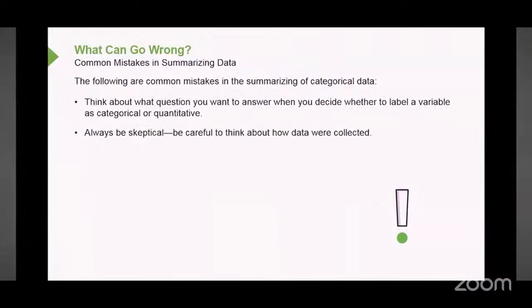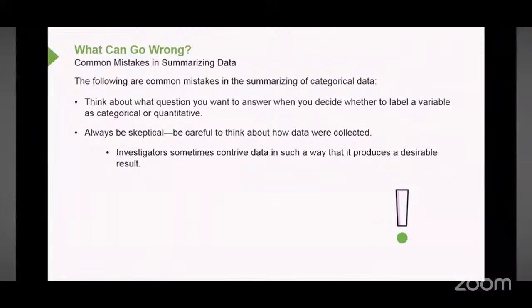We need to always be skeptical. We want to be careful to think about how the data were collected, and as we move on in the course, we'll learn more about what makes a good sample and what makes a bad sample. Investigators will sometimes contrive data in such a way that it produces a desirable result. While unethical, it sometimes happens, and we need to be careful and look out for that.